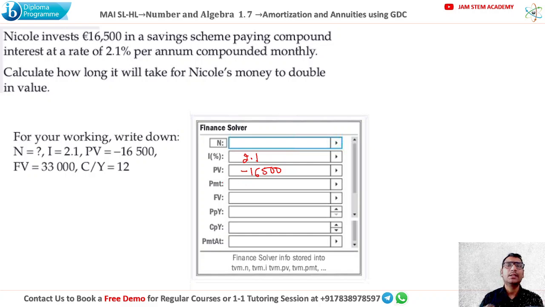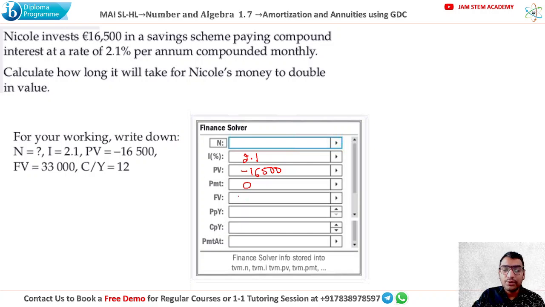PMT. PMT represents the payment that you are making after a fixed interval of time, like every month if you are paying, or if you are paying for a loan. Okay, so that is your PMT, payment. But this time we are not making any other payment. It is only a one time payment. So 0 is the value of that.